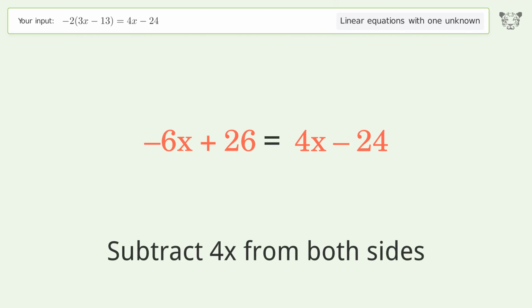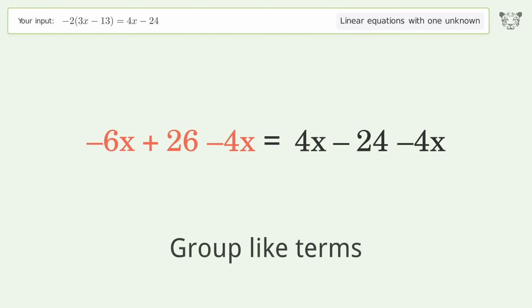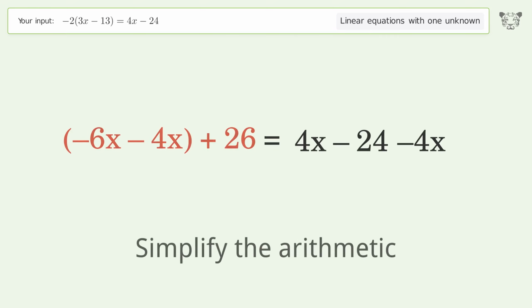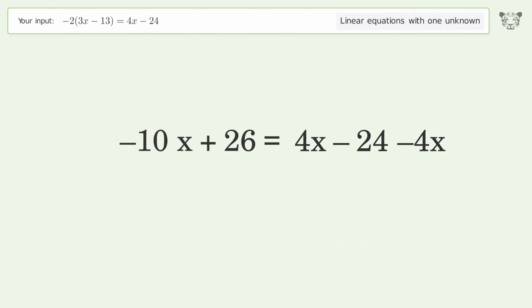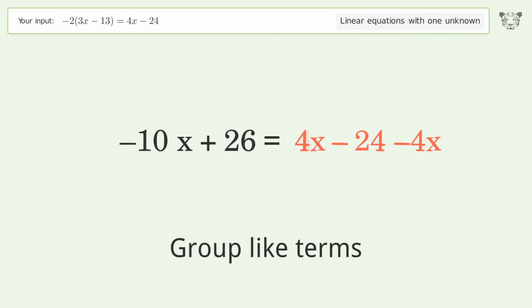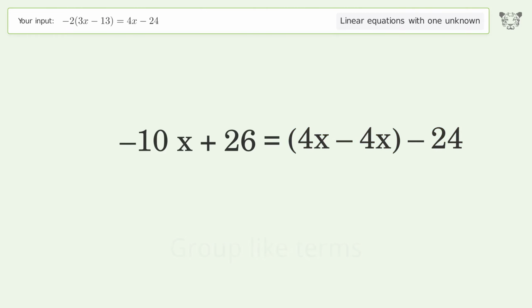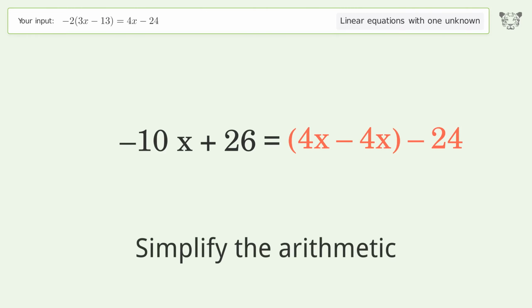Subtract 4x from both sides. Group like terms. Simplify the arithmetic. Group like terms. Simplify the arithmetic.